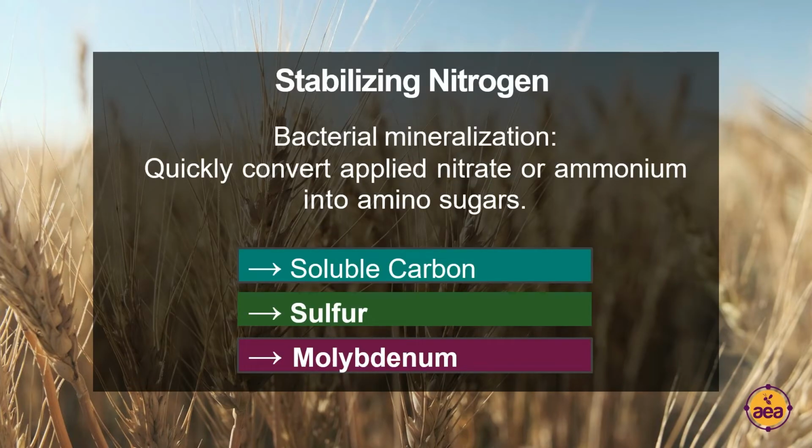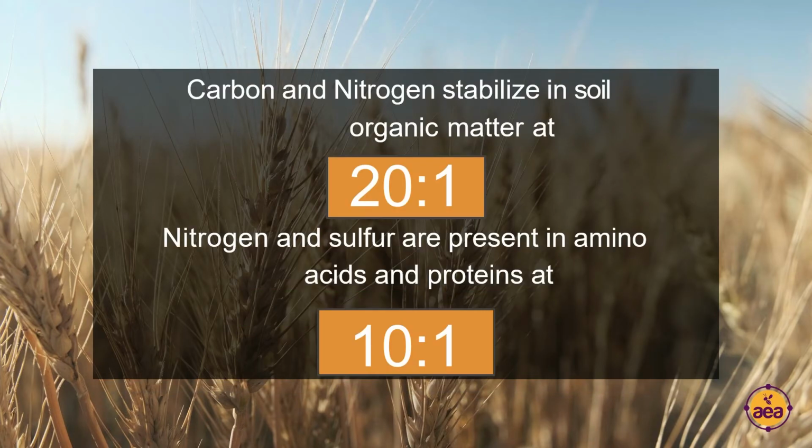So our approach to stabilizing nitrogen, when we need to add nitrogen to the soil profile and to facilitate rapid bacterial mineralization, is to add soluble carbon, sulfur, and molybdenum to our nitrogen solution. And here's what it looks like. Actually, this slide needs updating.